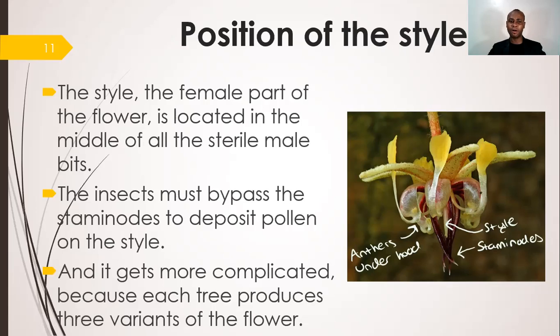And usually it gets more complicated because each tree produces 3 variant flower types. We mentioned there are 3 types of flowers. Because of the differences in the type of flowers on the cacao tree, it actually becomes more complicated when it comes to flowering. Because some are convergent, some are straight, and some are diverged or splayed. All right.